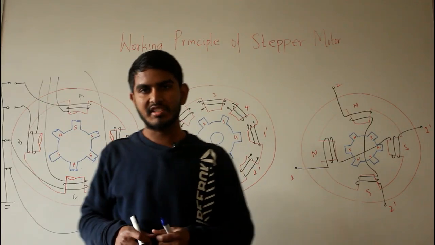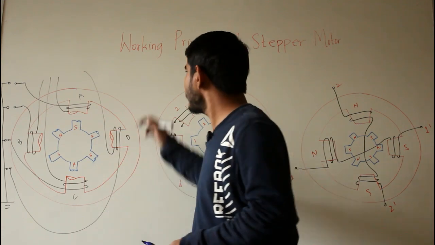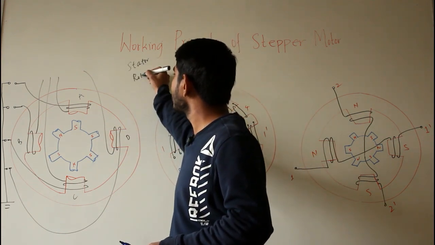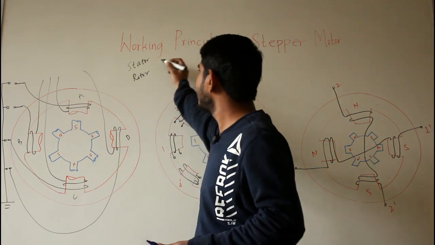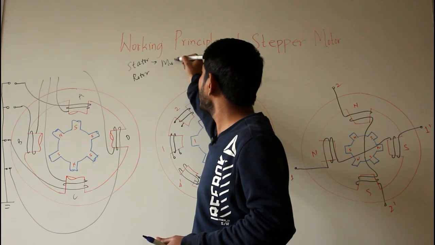So if we talk about the constructional features of the stepper motor, generally your stepper motor has two parts, that is the stator and the rotor. The construction is very simple. It consists of a slotted stator which is equipped with multi-pole.